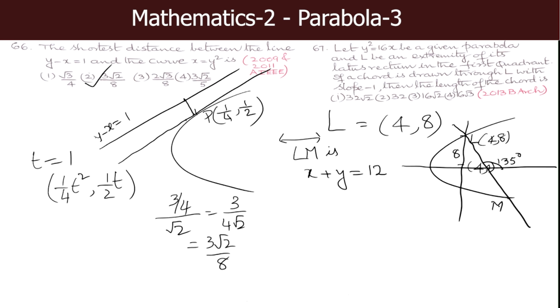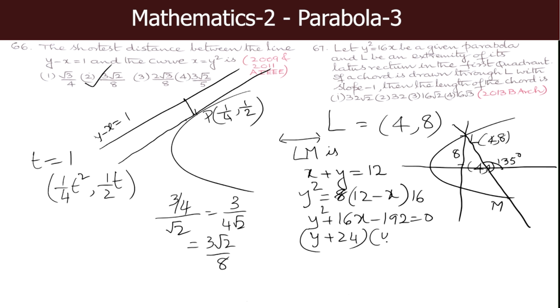Well, you can get the value of M by solving this with the equation of the parabola. So, y square equal to 16 times (12 minus x), or y square plus 16x minus 192 equal to 0. So, (y plus 24)(y minus 8) is 0. So, y equal to 8 corresponds to L. So, y equal to minus 24 corresponds to M. When y equal to minus 24, x is 36. So, this is (36, -24). So, that is M.